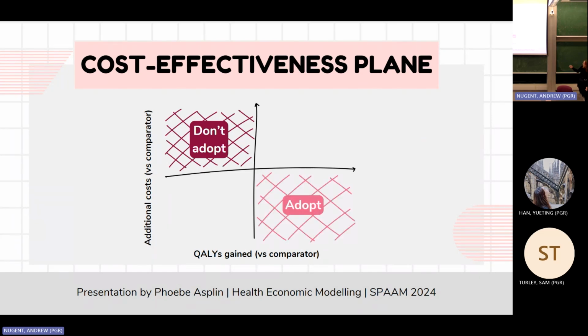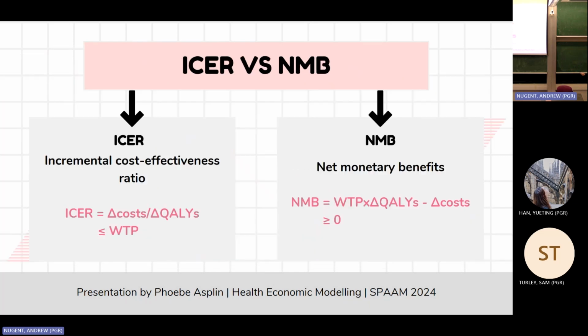Similarly, in this bottom right-hand corner, we gain more QALYs for less cost. So this strategy dominates the other strategy, and we always adopt it. But then in these two segments, where either we're spending more and getting more out of it, or we're spending less and gaining fewer QALYs, it's a bit more unclear what we have to do. So there are two approaches which are basically the same thing, just rearranged.